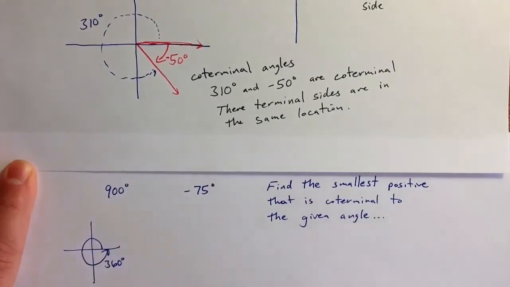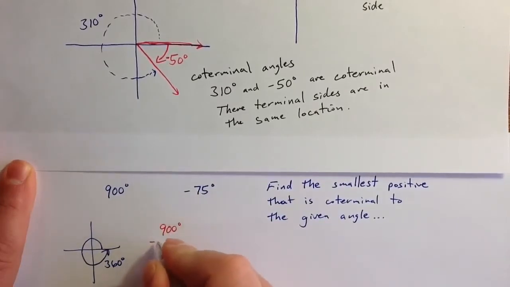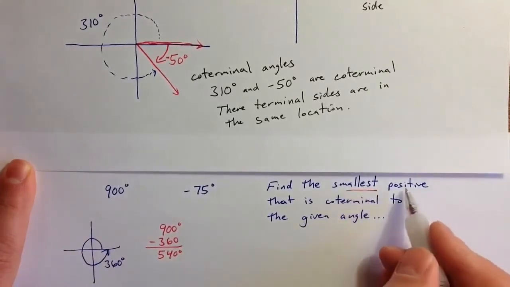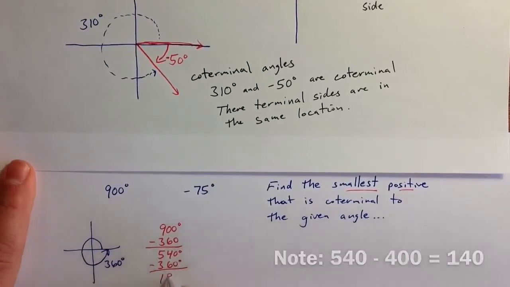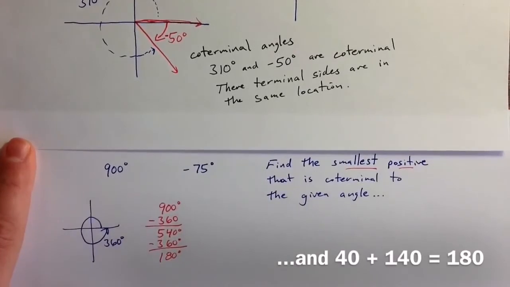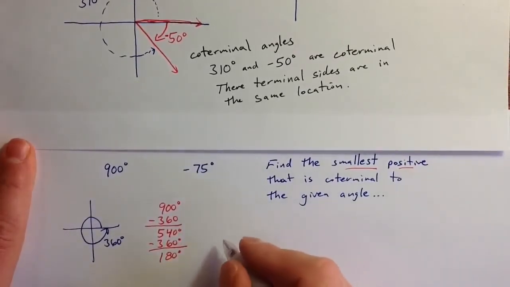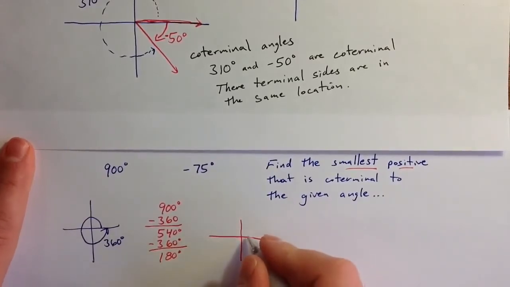So for 900 degrees, if we subtract 360, we can take one 360 away from that, and hopefully my math is okay here. I think we end up with 540 degrees. But that's still bigger than 360, so it's not going to be the smallest positive angle that's coterminal to it. I can take away another 360, and we end up with, let's see, if I add 40 to that, I get 400, and then 180, I guess, right? So a 900 degree angle is coterminal to 180 degrees.